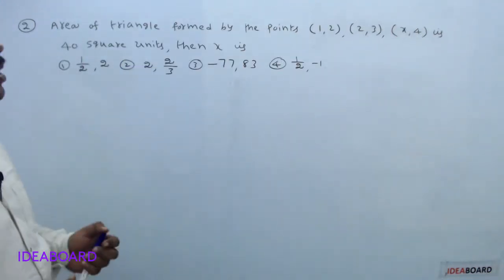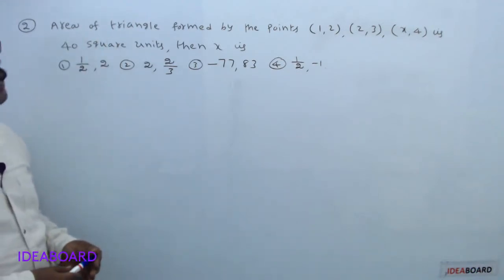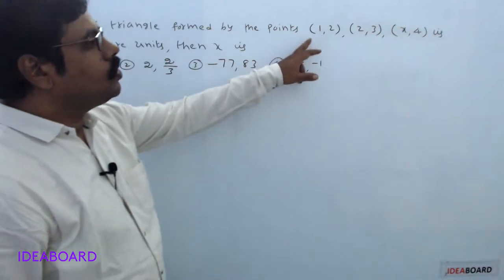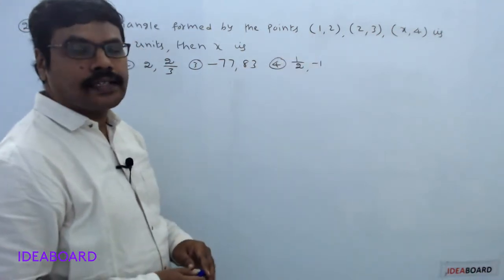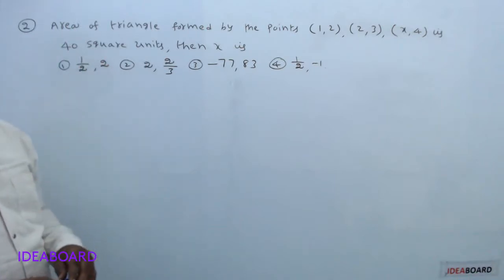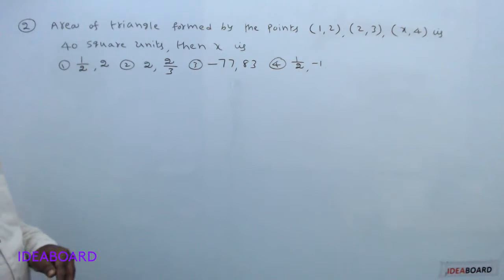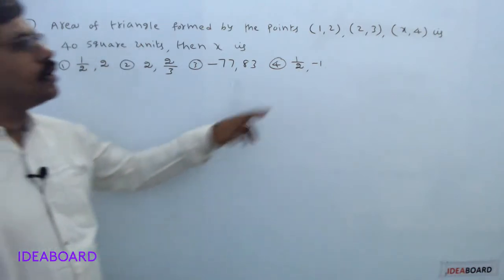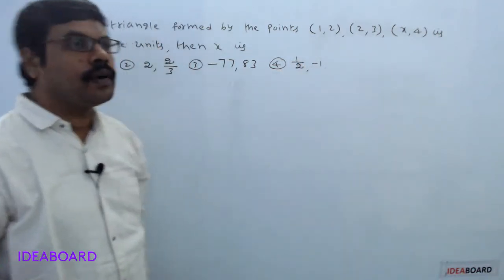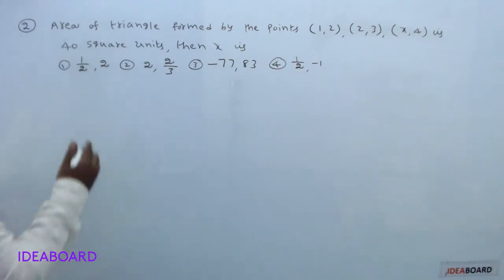Now see the second problem. Area of the triangle formed by the points (1, 2), (2, 3) and (x, 4) is 40 square units. Then the value of x is. Now here what is the given condition? Area of the triangle formed by these 3 points is 40 square units. So come to the solution.